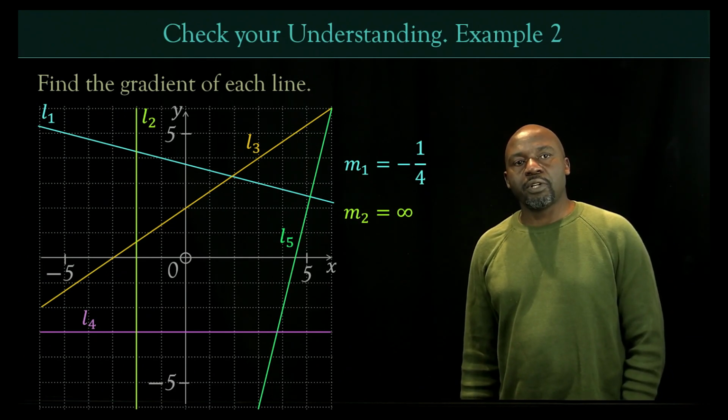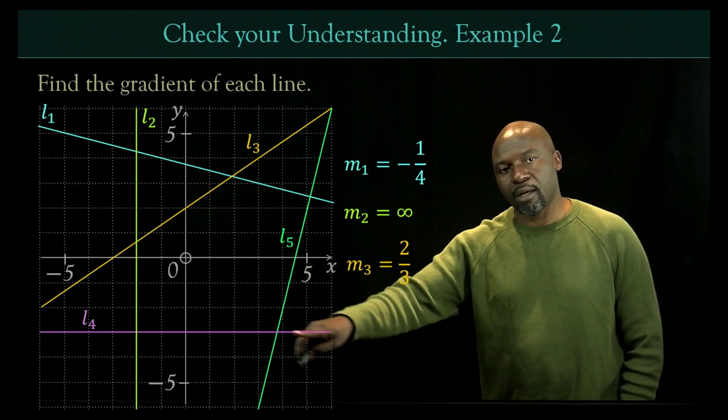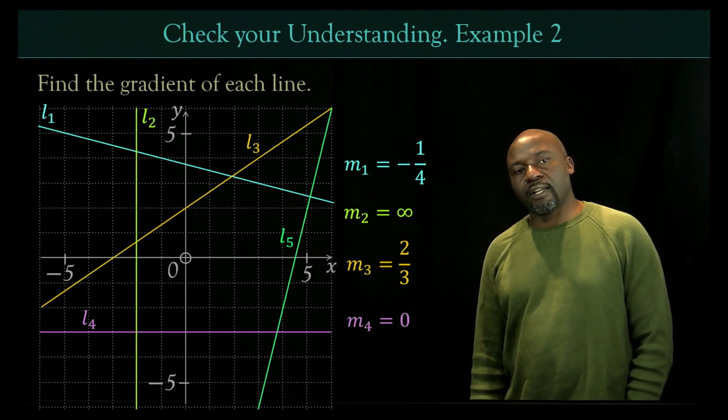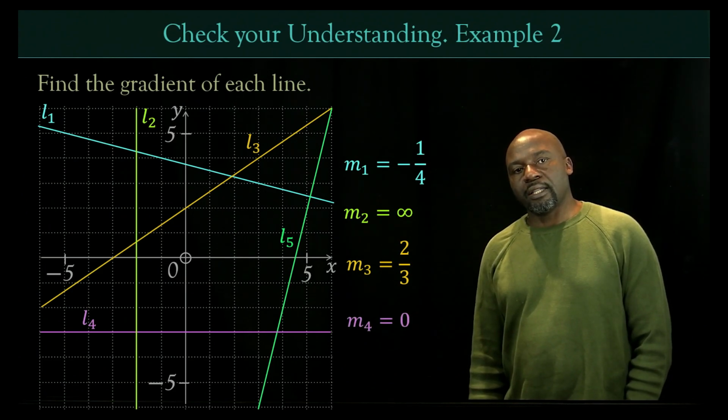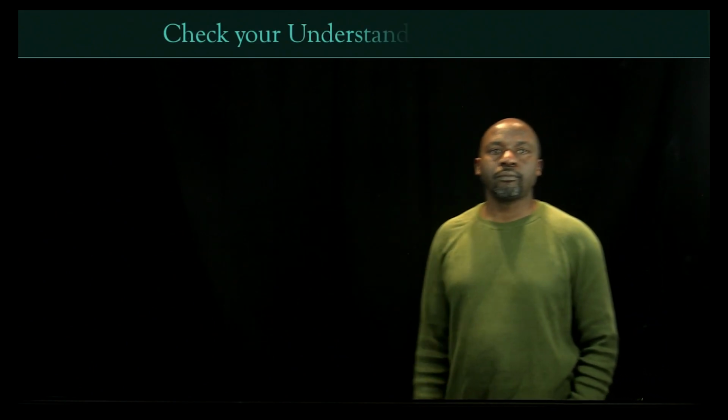Okay, line 3, you should get a gradient of 2 over 3. Line 4 is the purple, horizontal line. The gradient of that line is 0, and the gradient of line 5, if you've done it correctly, is 4. Okay, let's move on now.